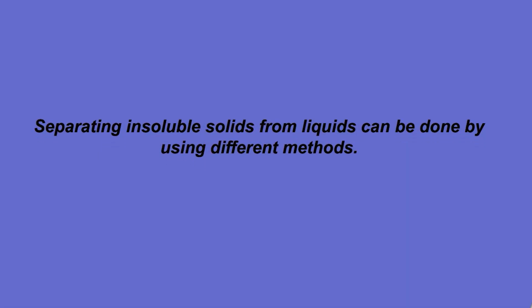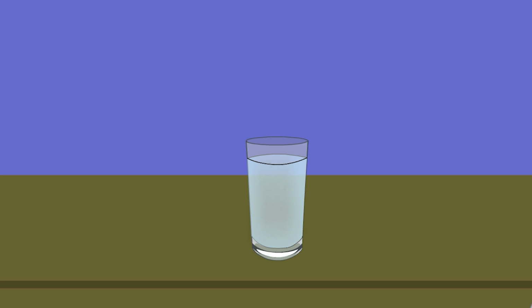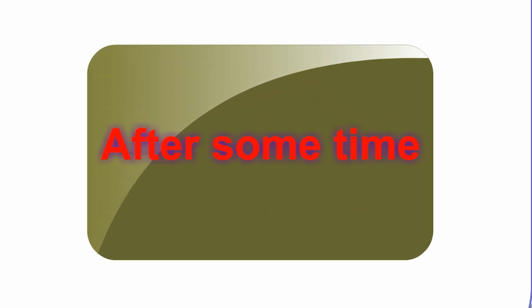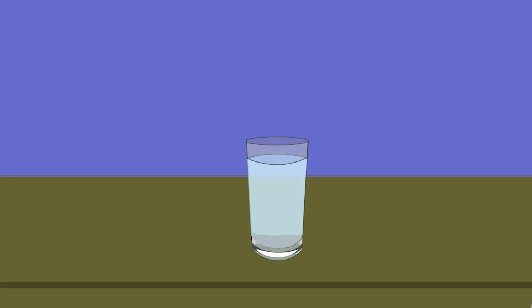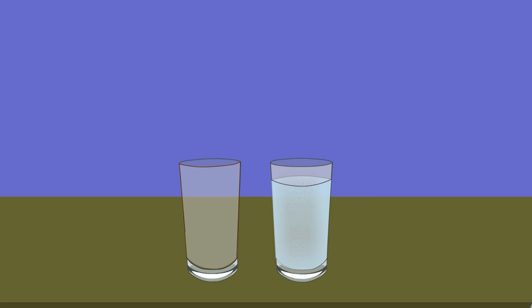Separating insoluble solids from liquids can be done by using different methods. The process by which insoluble substances which are heavier than water settle down at the bottom of the container is known as sedimentation. These solid particles that settle down are known as sediments. The clear liquid above the sediment is known as supernatant.